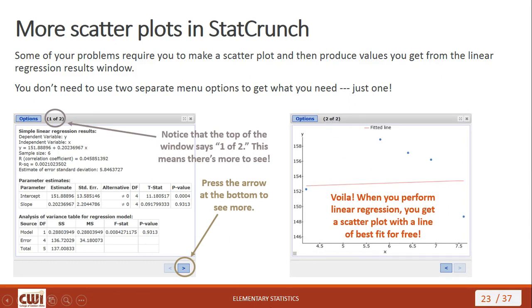And look, we've got this wonderful little scatter plot along with a line of best fit going through the scatter plot. So I never make a separate scatter plot when I'm working in StatCrunch. I go straight to the linear regression. And then if I want to look at my scatter plot, I just use that arrow down at the bottom of the results window to look at my scatter plot. I don't have to do anything extra. Lazy engineers rule the day.